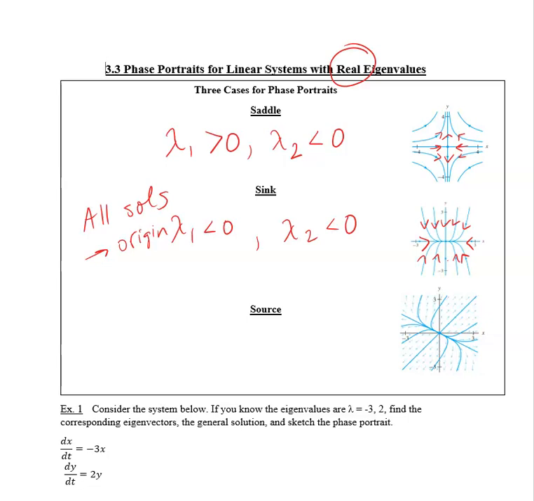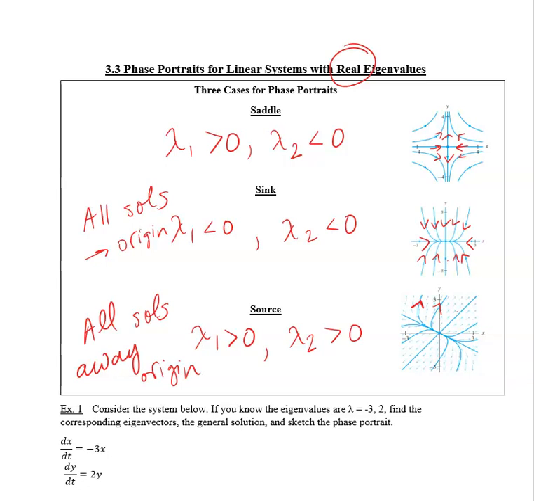And then the last case, of course, would be where both of your eigenvalues are positive, and that's called a source. Remember that term, source, like the source, everything's coming away from the origin this time. So it's the opposite of what you would get with a sink. All solutions are going to be away from the origin, so x and y are both getting bigger as time passes on. And again, if you look closely here, you can see that all of these vectors are going away from the origin, regardless of where you're starting.